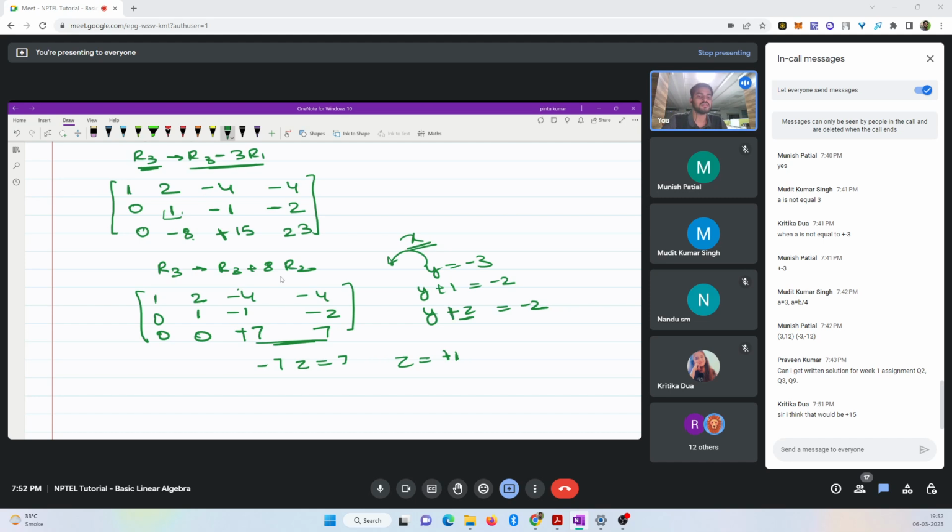Then y plus z is minus 2. Sorry, y minus z will remain minus 2. And this will be y minus 1. And y will become minus 1. Then you can solve it. So this is how you approach a system of linear equations. Okay. So we are almost out of time. I would probably like to talk about, I'll stop the recording now.